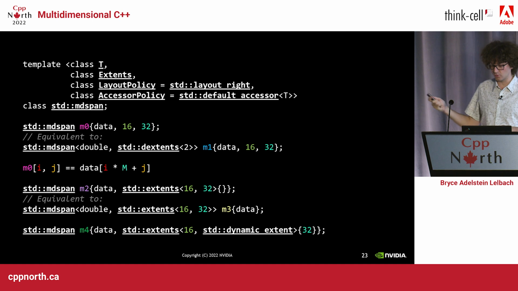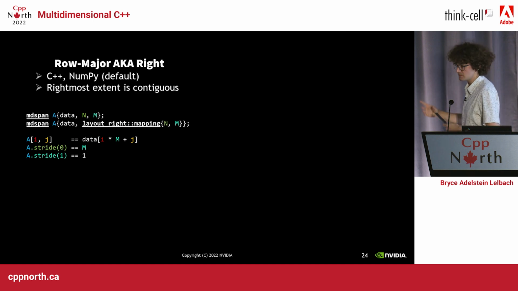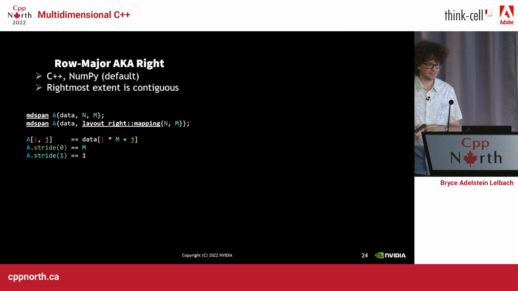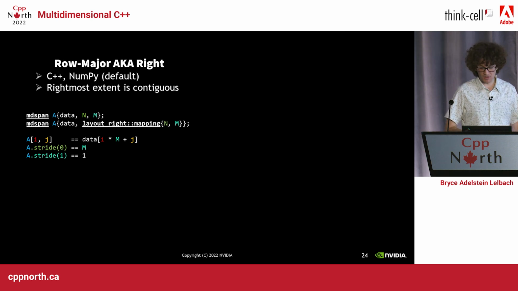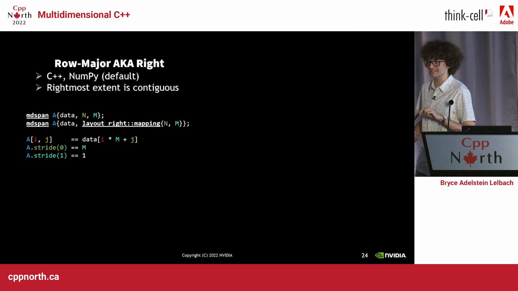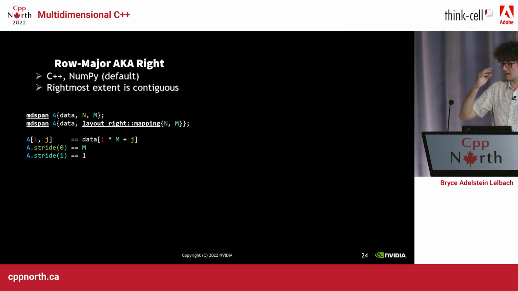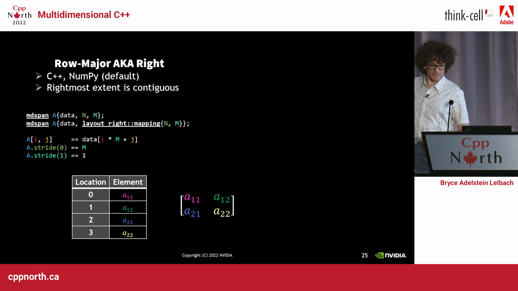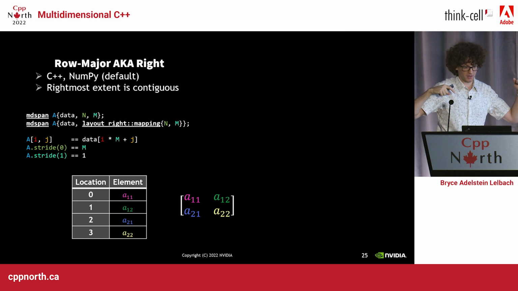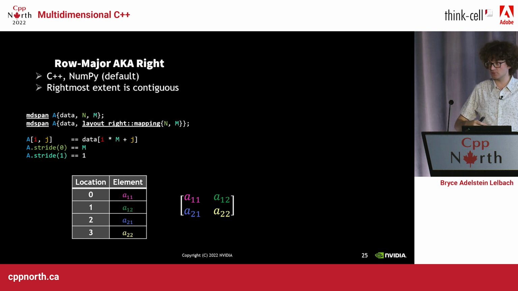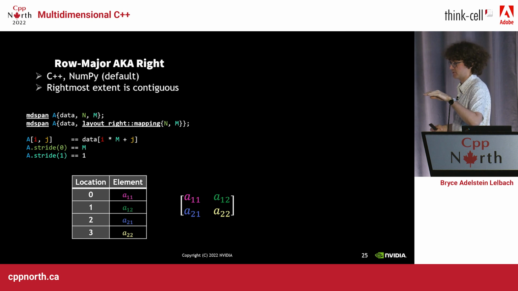So now let's talk a little bit more about layouts. The two most common layouts are layout right and layout left. With layout right, the rightmost extent is contiguous. That means its stride is 1, and its stride increases right to left as the product of extents. This is the layout that C++ built-in arrays use, and it's also the layout that something like NumPy uses. And it's the default for mdspan. So for example, if we have a 2x2 matrix, the two elements on the first row of that matrix will have storage locations 0 and 1, and the elements on the second row will have storage locations 2 and 3.